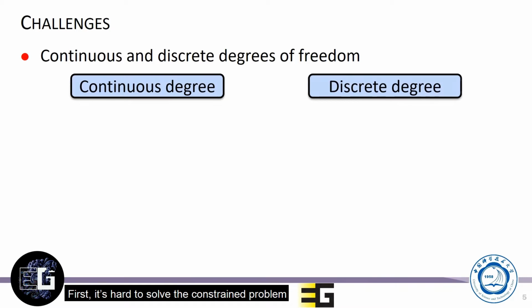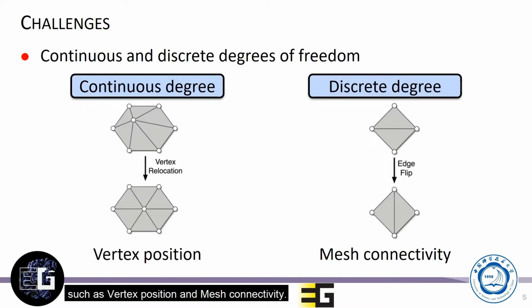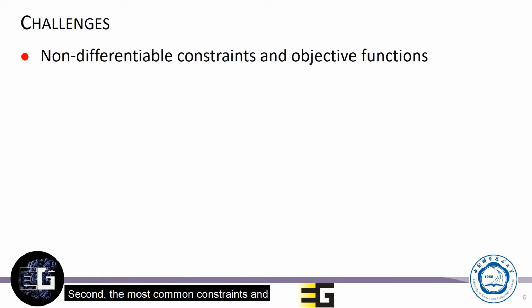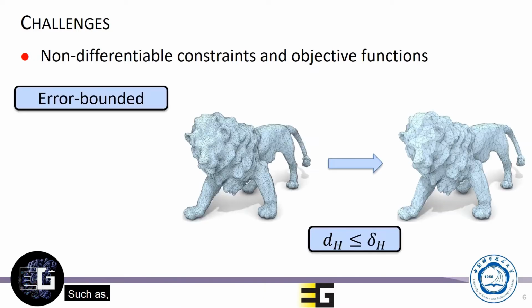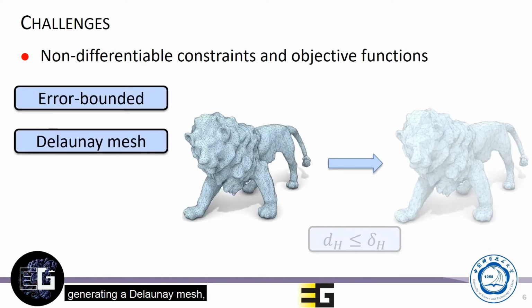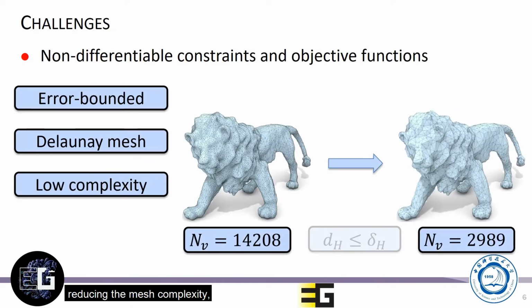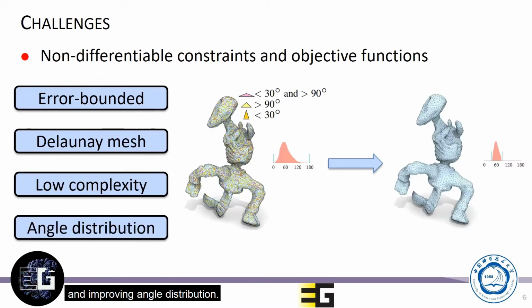First, it's hard to solve the constraint problem, containing both continuous and discrete degrees of freedom, such as vertex position and mesh connectivity. Second, the most common constraints and objective functions are non-differentiable, such as bounding the two-sided Hausdorff distance, generating a Delaunay mesh, reducing the mesh complexity, and improving angle distribution.